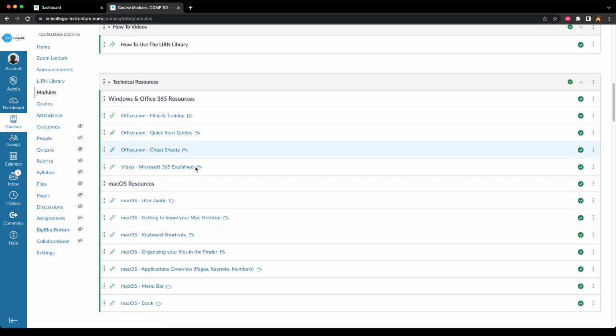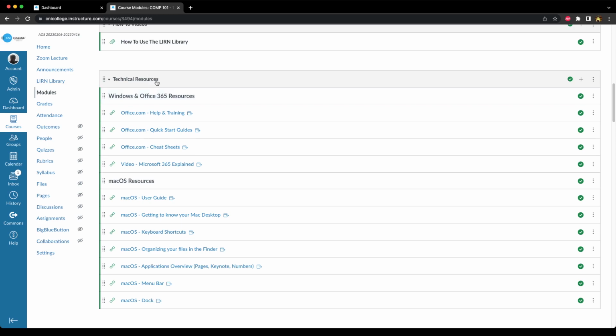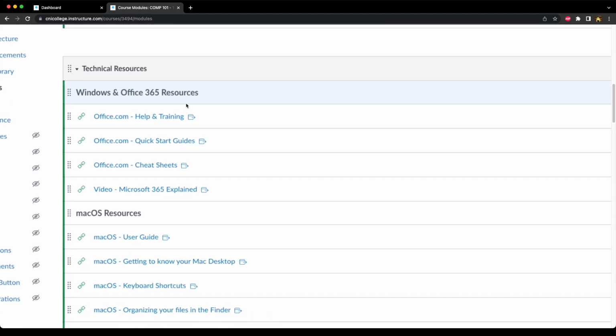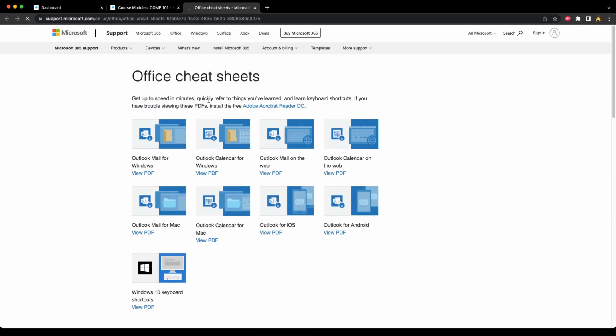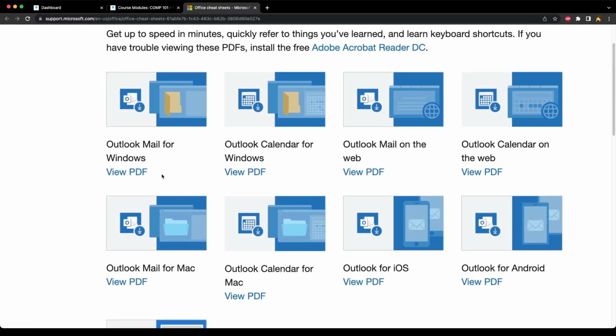If you haven't already, be sure to look at your technical resources here. Again, there are some on Windows and Office 365. I would recommend looking over some of these, especially for your Office 365 applications. You can look at some of these cheat sheets that we've provided for you. For example, if I open this one up here, you can look at how to do things.